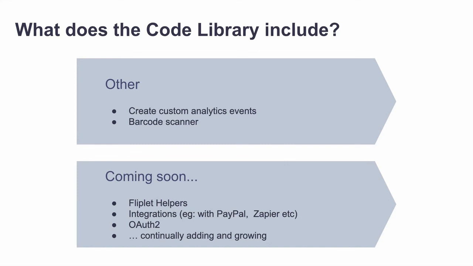We're also working on some integrations at the moment. For example, we're going to have integrations with PayPal and Zapier. We're also working on adding OAuth 2. And as I mentioned, we continue adding in and growing this library. So if you guys ever have any suggestions or questions about what we can do, it might be that it's just something that we haven't gotten around to adding to the library yet. So do feel free to reach out to us with suggestions and questions if you have them.